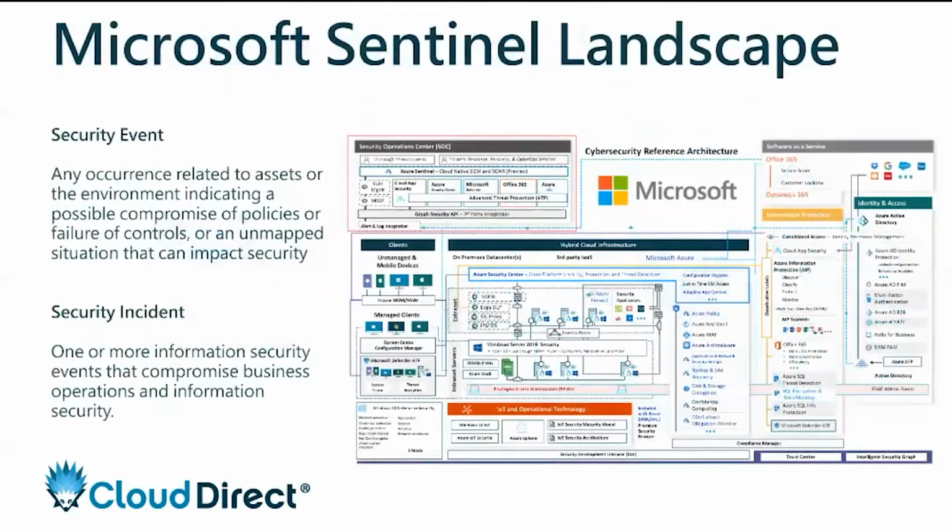So just going to go into a bit of terminology first and go into that cybersecurity reference landscape. We have two terms here: an event and an incident. An event is interesting. It's something that's happened. It's an indication, like the text says there, of a possible compromise or failure of control that can impact security. So events on their own are the noise.